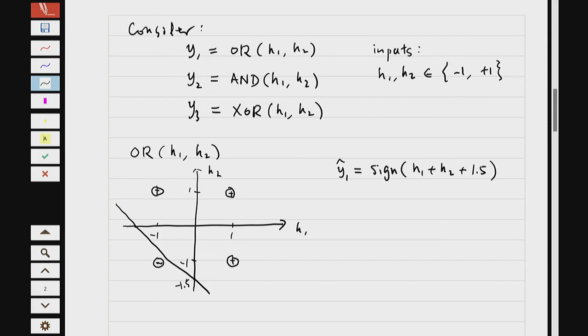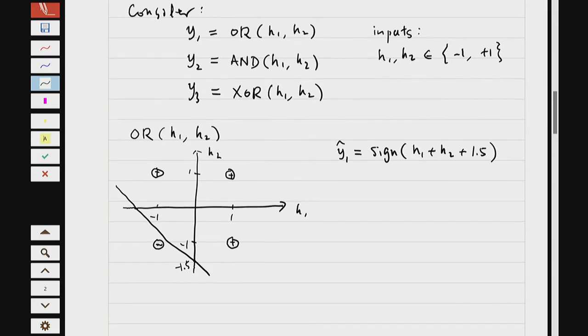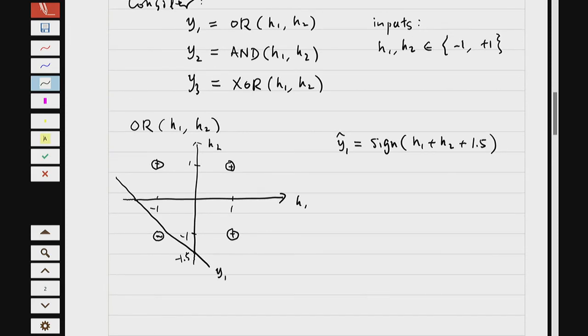Everyone by now should be able to do this in your sleep. You have seen perceptrons so often already. You have seen it in your homework, in class, and in your programming assignments. So again, this one is essentially H1 plus H2 plus 1.5 equals 0. That's the line. And also we know that this side is the plus side for this sign function, because when it's positive, it's this side.